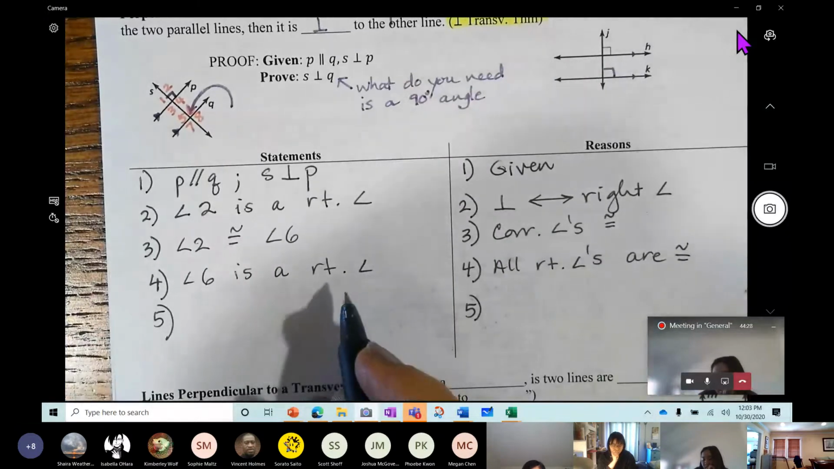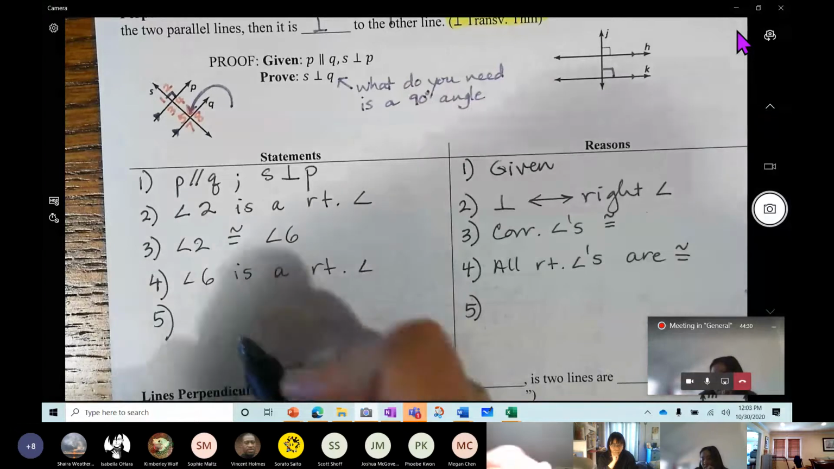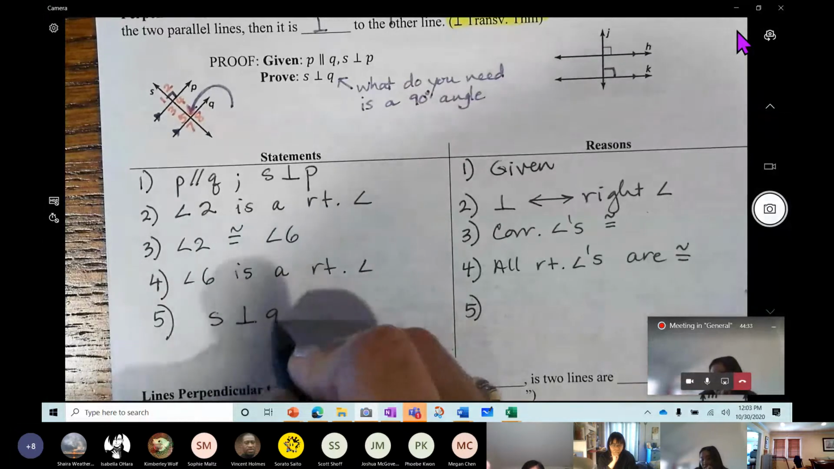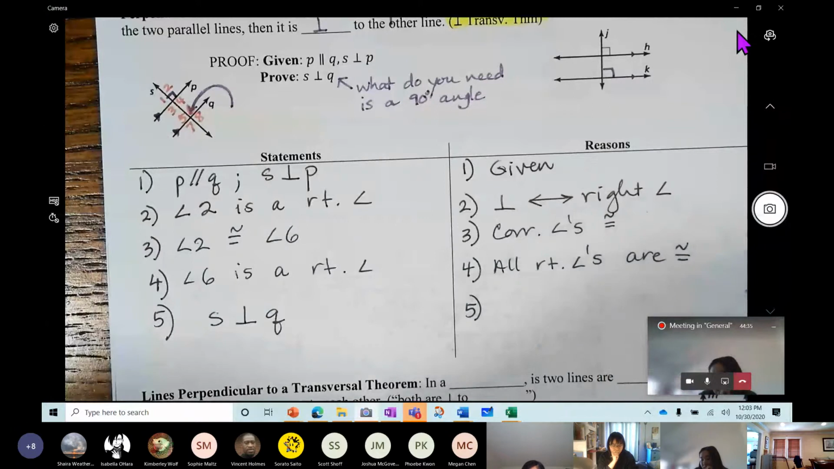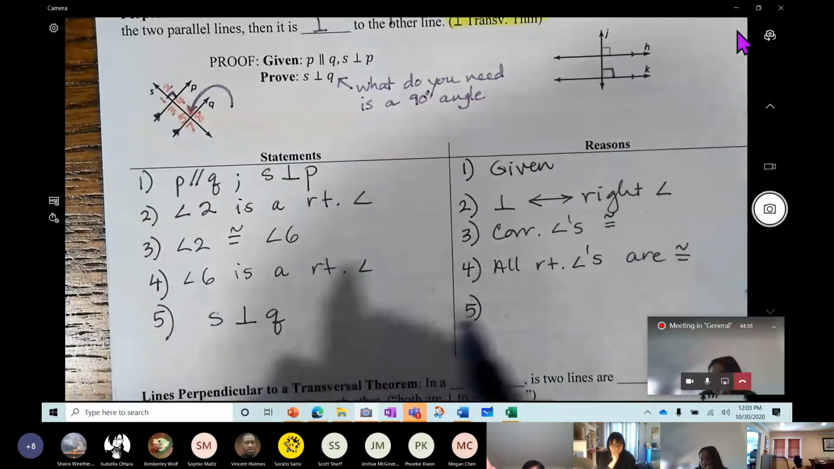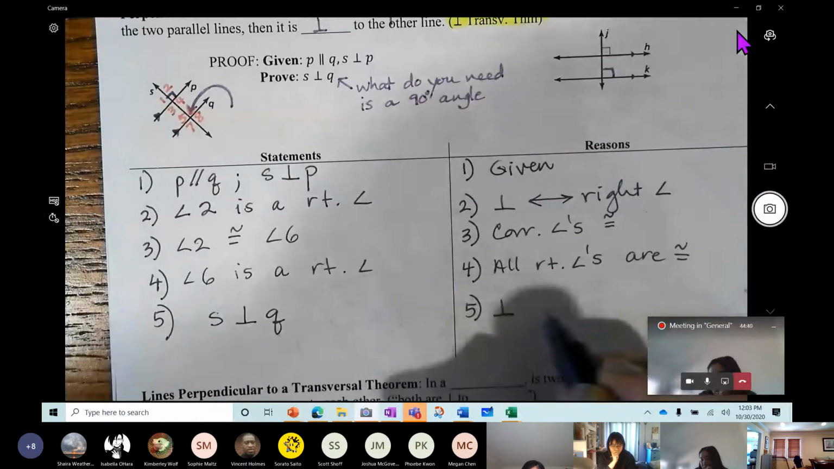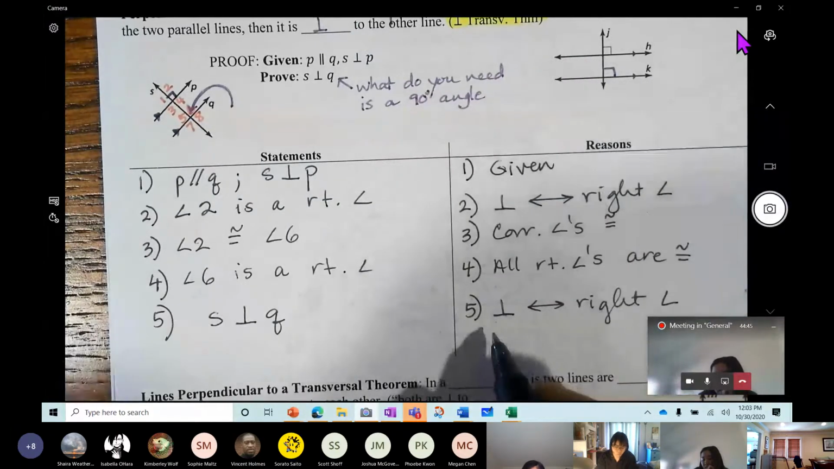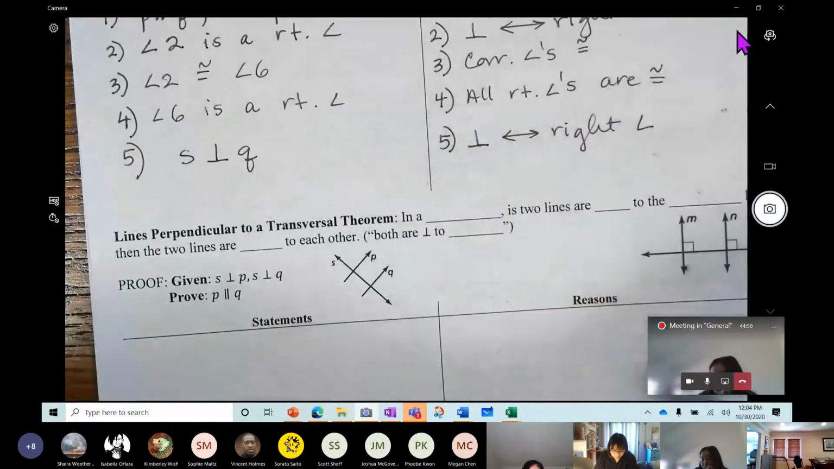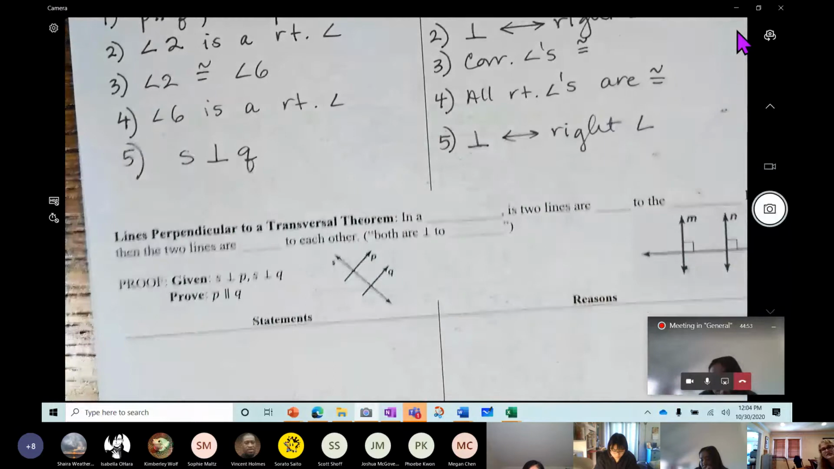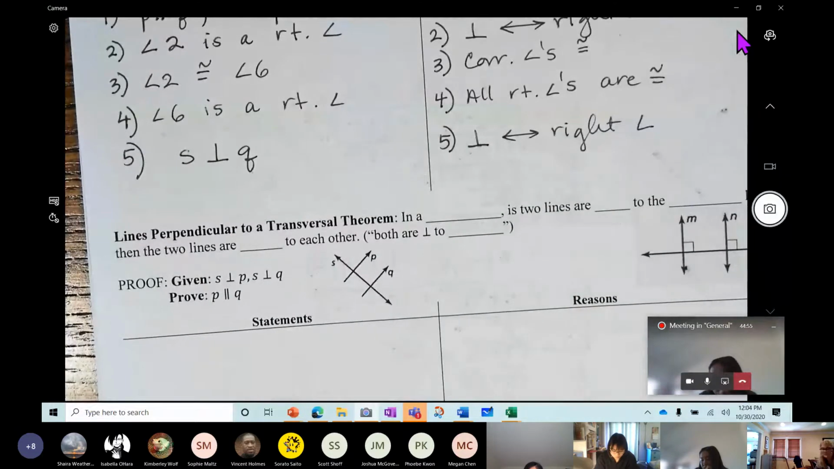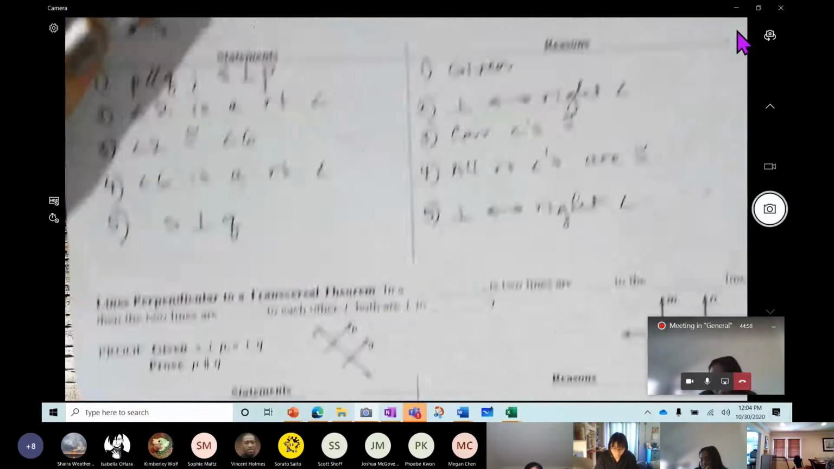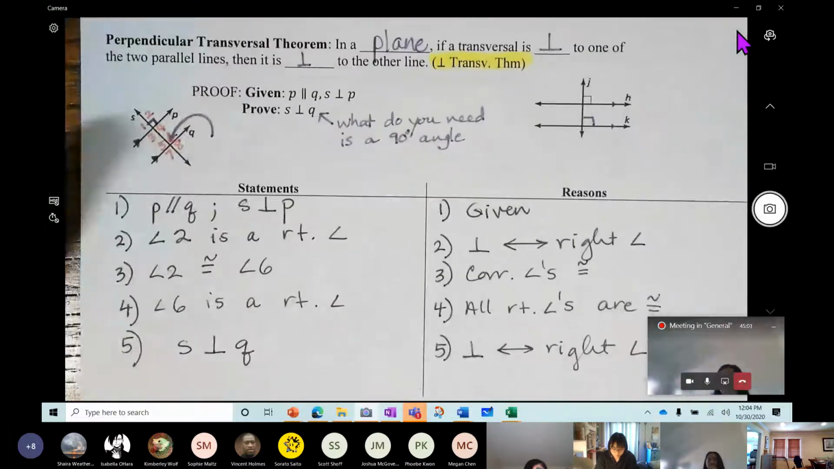So if 6 is a right angle, doesn't that mean it's 90 degrees and we can say that S is perpendicular to Q? You can go straight from here to there because if you have perpendicular lines, then you get a right angle. If you have a right angle, then you get perpendicular lines. It goes both ways. If you have the arrows on both ends, you get both. Isn't that nice? Okay, so there's your proof, and we can now use the perpendicular transversal theorem.